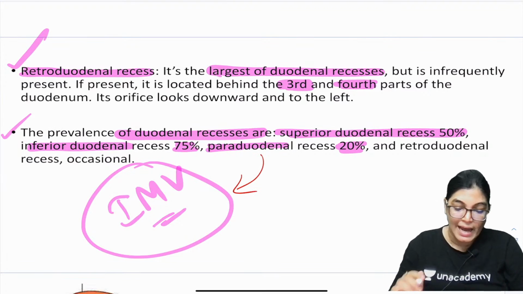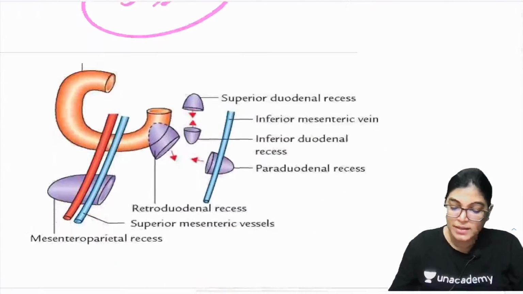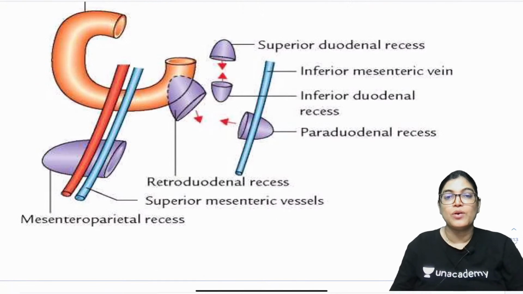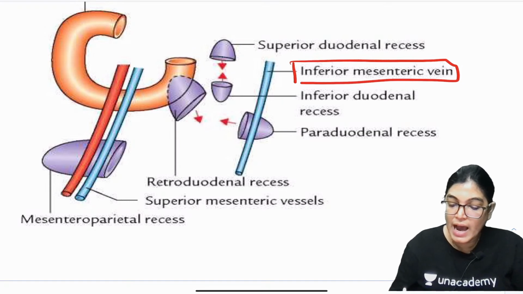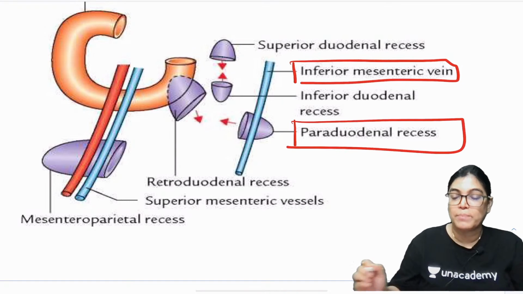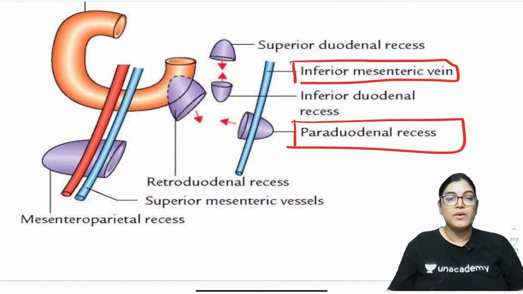I would like to show a diagram for it. See here, this is a very easy diagram for you to understand. Can you see here? This is the location of the inferior mesenteric vein, and exactly where it is located, in the paraduodenal recess.